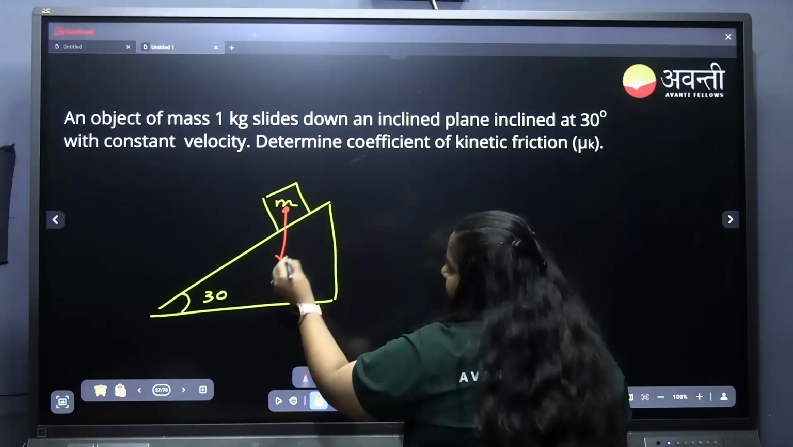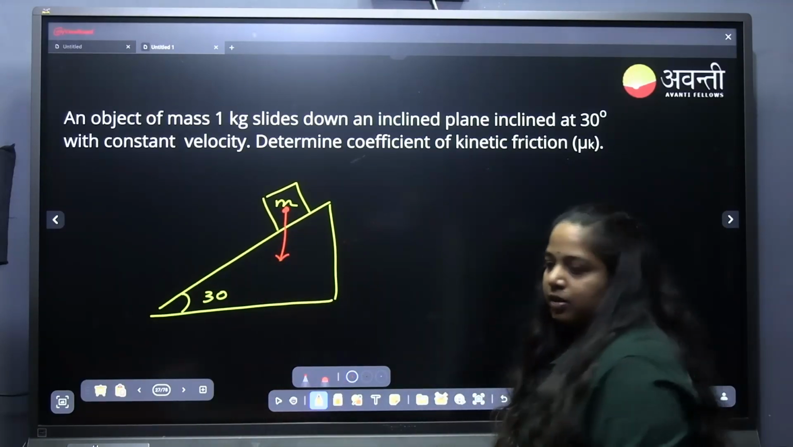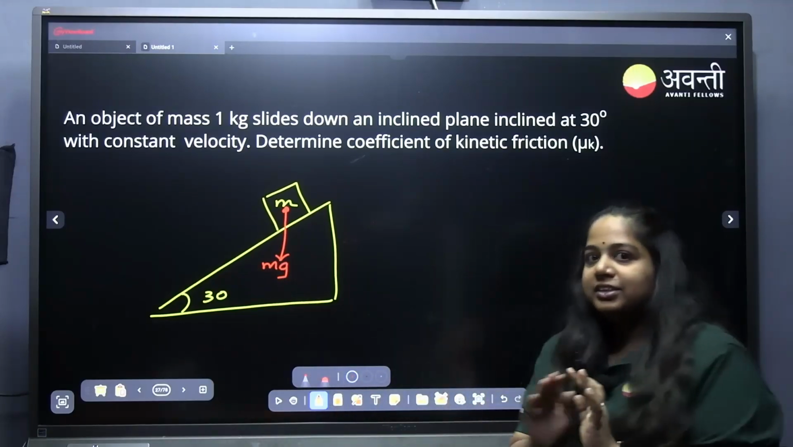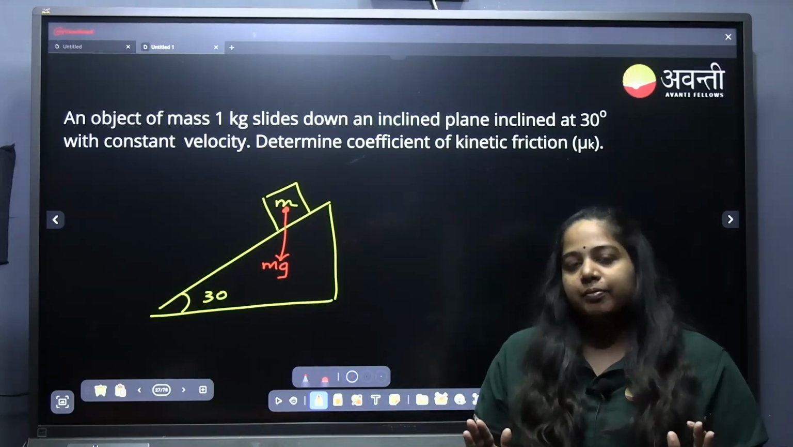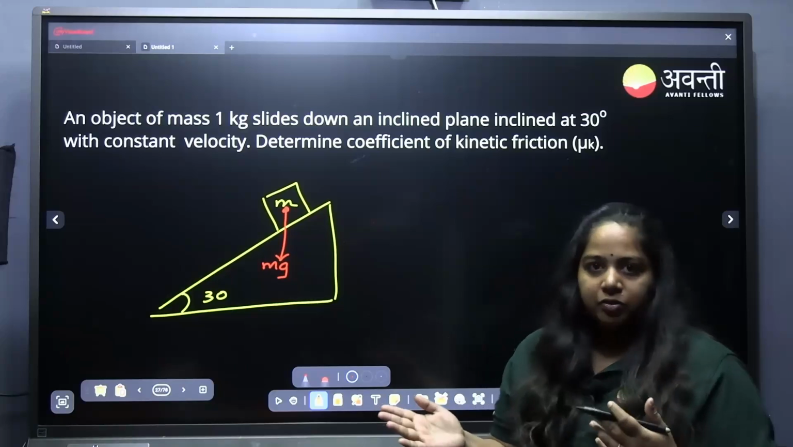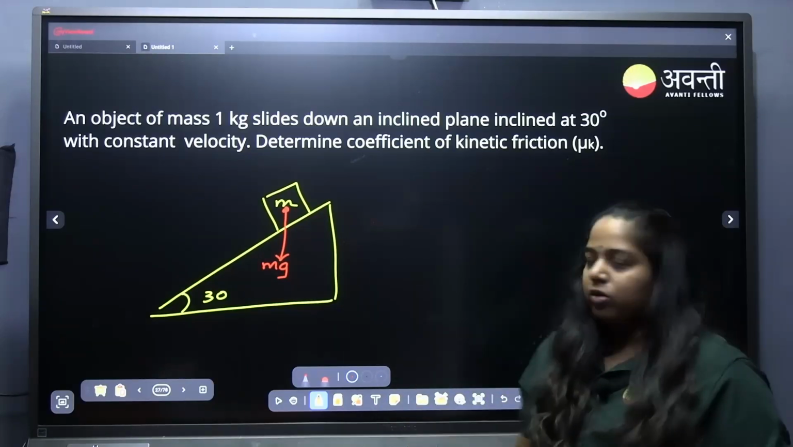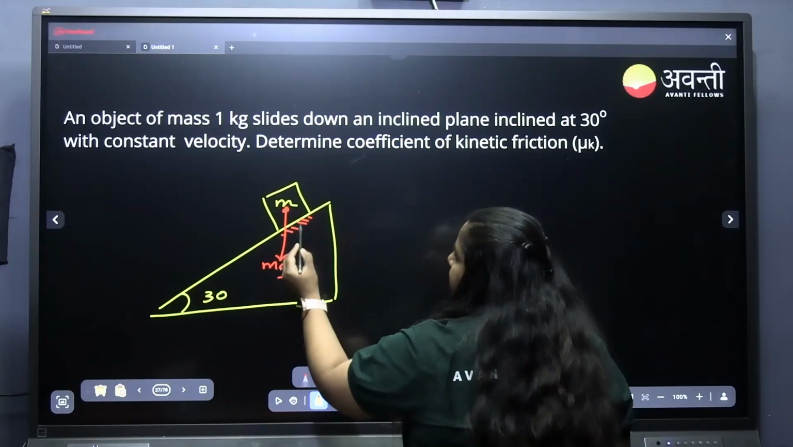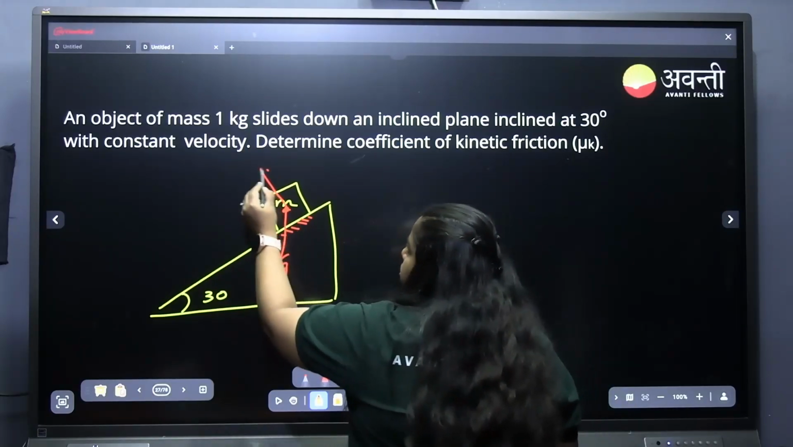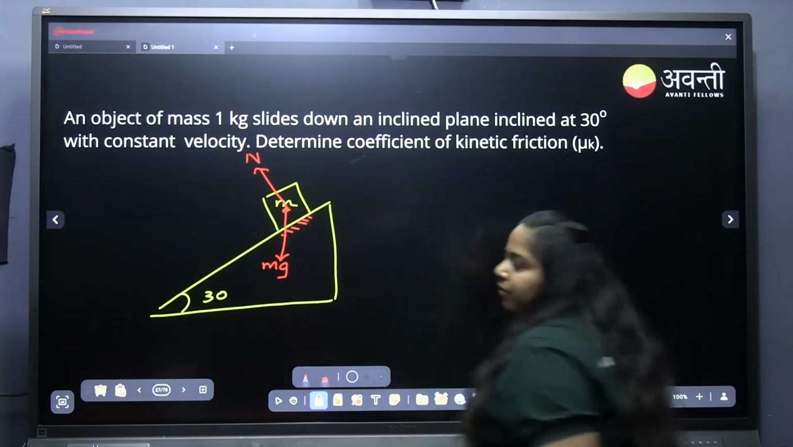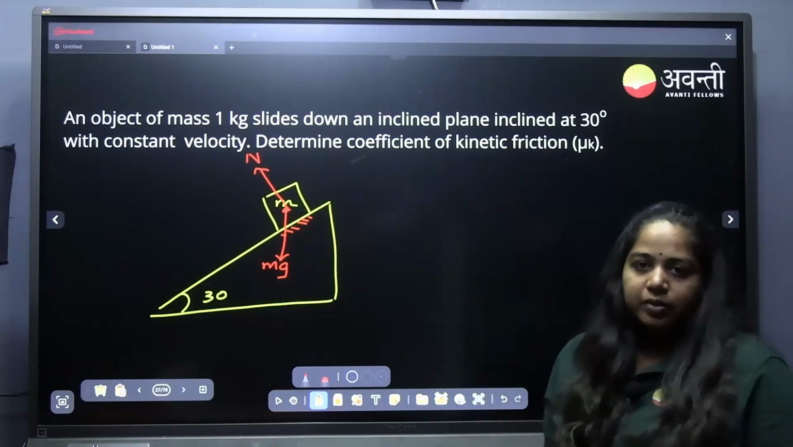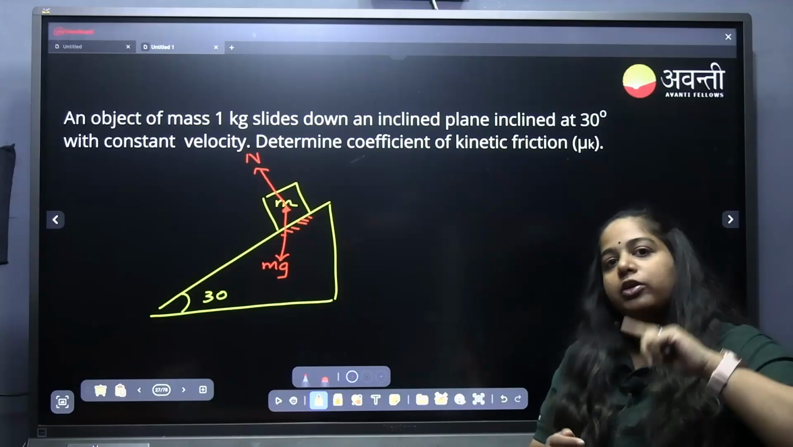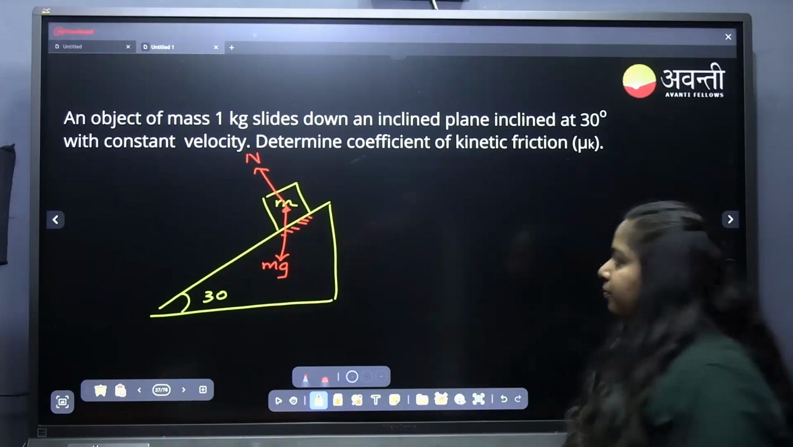We know that mg will act downwards. Okay, mg is acting downwards. This is the only external force, right? Other than contact forces, only mg is a non-contact force. And since the object is in contact with this surface, normal force N will act perpendicular to it. So mg acts vertically downwards, and N acts perpendicular to the surface.